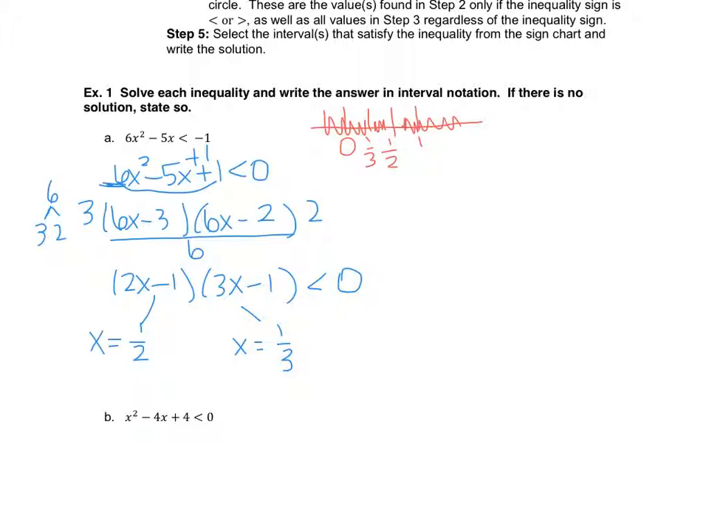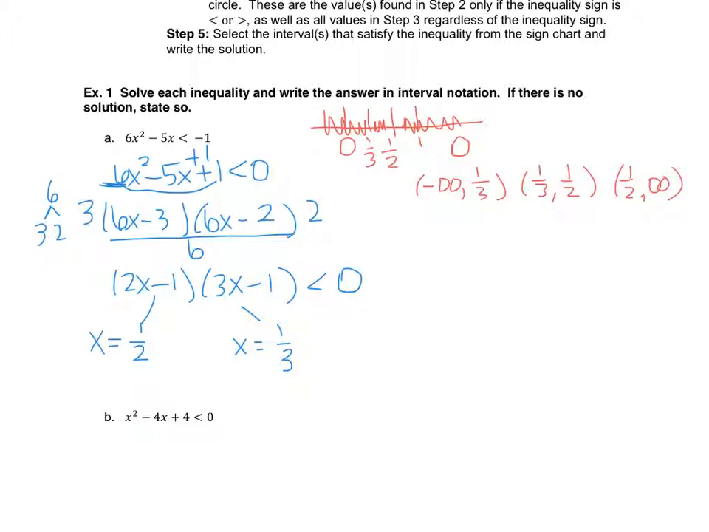Okay, so I'm going to be testing the intervals from negative infinity to 1/3, 1/3 to 1/2, and then 1/2 to infinity. What I've got to do is pick a dummy number that I'm going to plug in for each of these intervals. So negative infinity to 1/3, the obvious number that you would want to choose would be 0. Anytime you can use 0, use it because it will help.